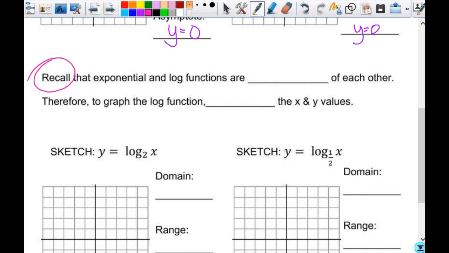Inverse, good, very good. Recall that the exponential and log functions are inverses of each other. Therefore, we can always rewrite a log as an exponential if we need to make it make more sense for us. But either way, when you graph inverses of anything, what do you do with the x and y values? Switch them. Switch the x and y. Switch or exchange or replace or substitute. Okay. So let's look at these down here.